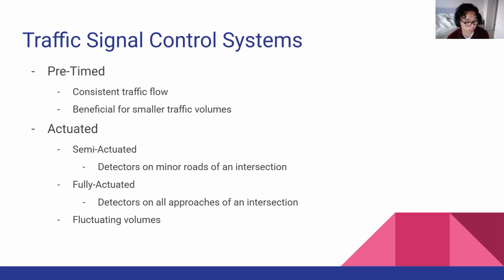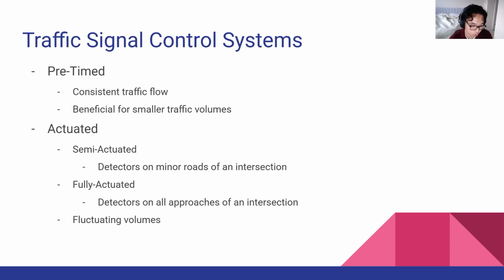For actuated, we have two different types. We have semi-actuated and then fully actuated. So what semi-actuated is, there's basically vehicle detectors on the minor roads of the intersection, and the main road does not have any detectors. So what happens is the main road gets green time, and it will continue to get green time until a vehicle is detected on the minor road. So if no vehicles are detected, the main line will continue to get green time. And when the minor road detects a vehicle, that's when the main line will get red time, and the minor road gets green time.